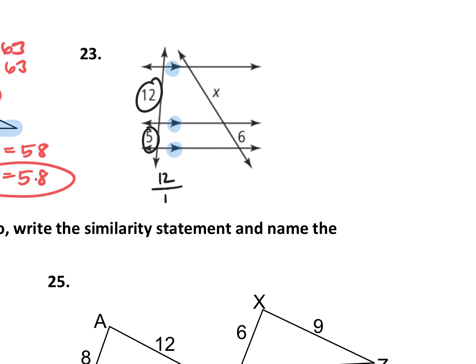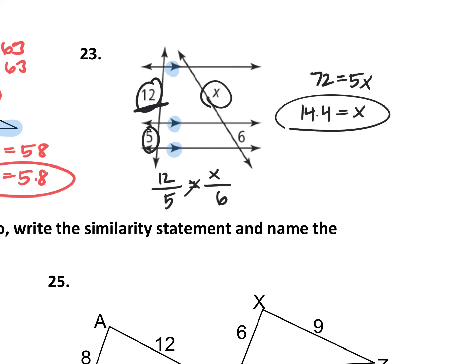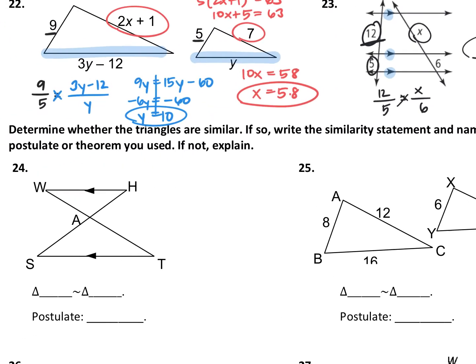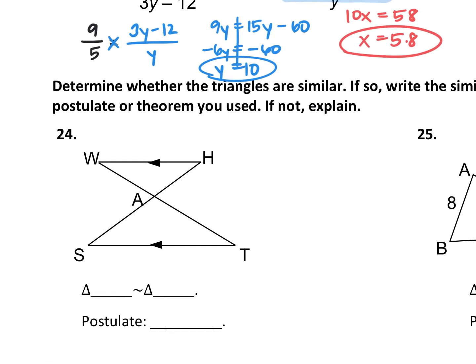So 12 divided by 5 is going to be equal to, since we started with 12, we can't start with 6, we have to start with x on the top, x divided by 6. Then we just cross multiply and solve. Go ahead, pause this video, and then unpause it to check your work. And we should have gotten 14.4.